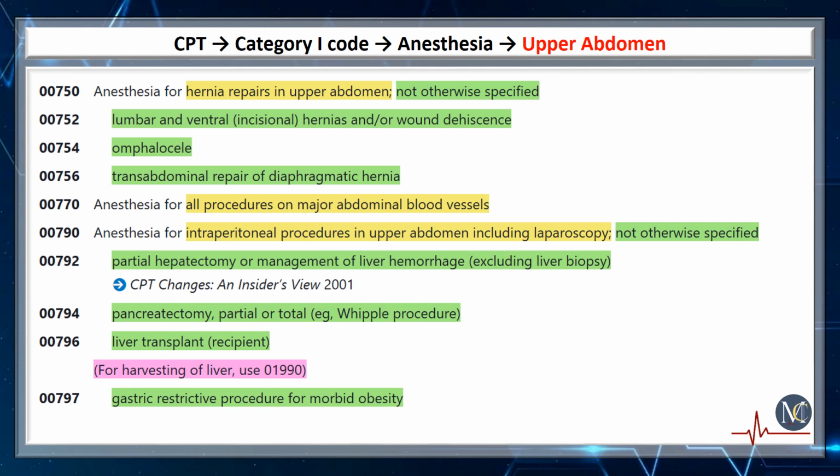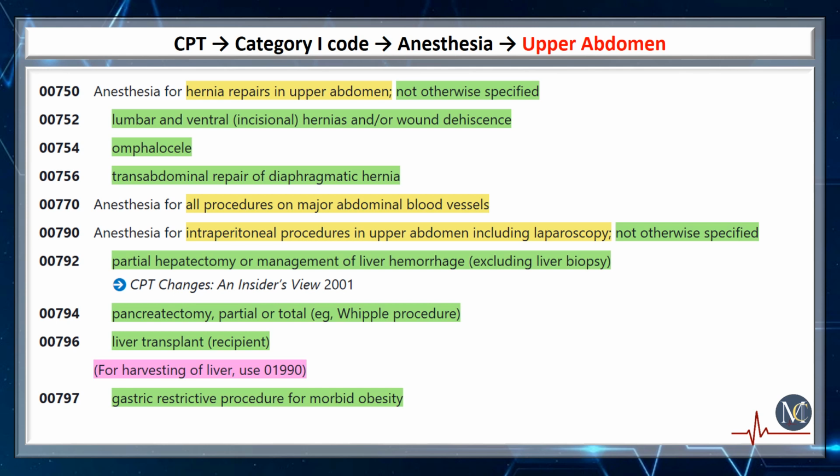Omphalocele. The provider performs anesthesia service for a patient undergoing hernia repair in the upper abdomen for a congenital malformation in which a part of intestine or other abdominal organs protrude into the base of the umbilical cord due to a defect in the development of the muscles of the abdominal wall.